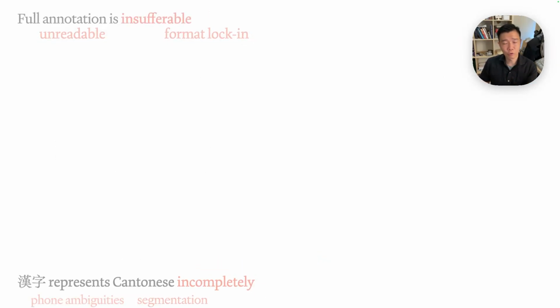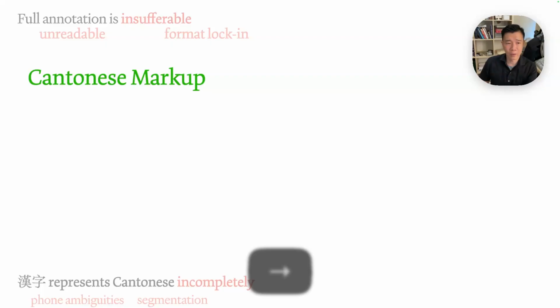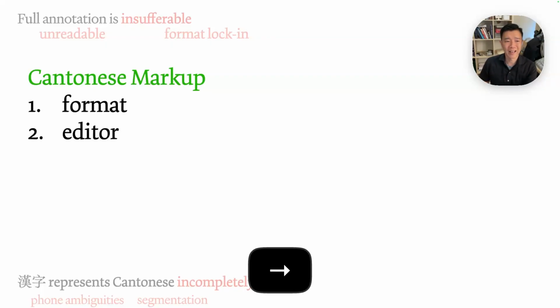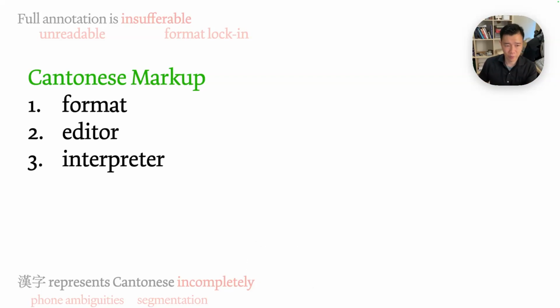My proposal, and what we're going to talk about in this talk, is the Cantonese markup. It is three things at once. First, it is a format, it is what you type. Second, it is an editor. There's a way that makes entering Cantonese markup easy. And there's additionally an interpreter, so this markup can be used to do something downstream. We'll do one thing at a time.